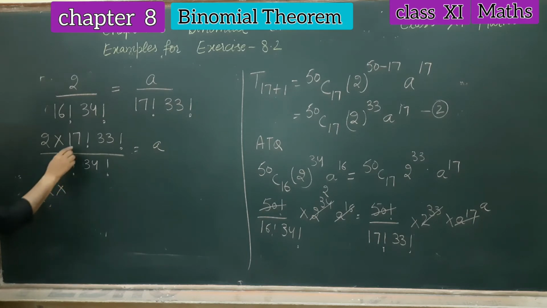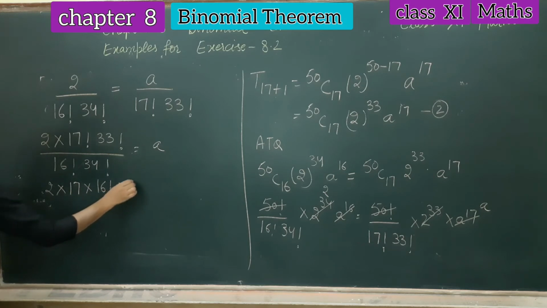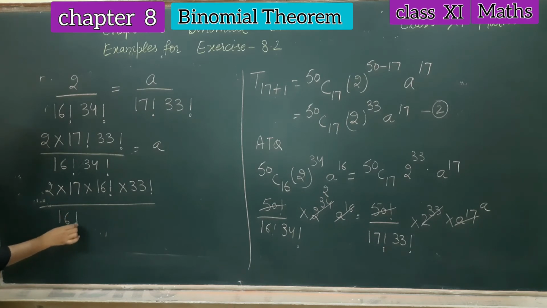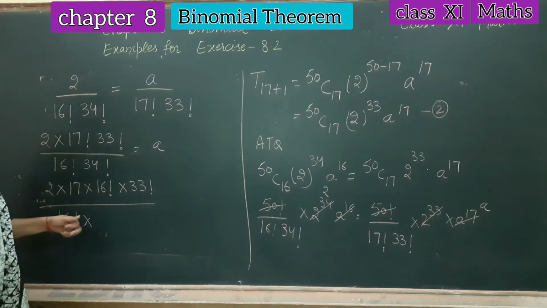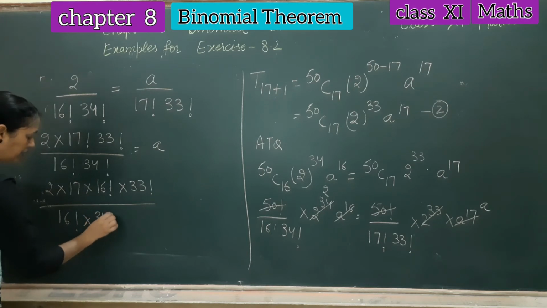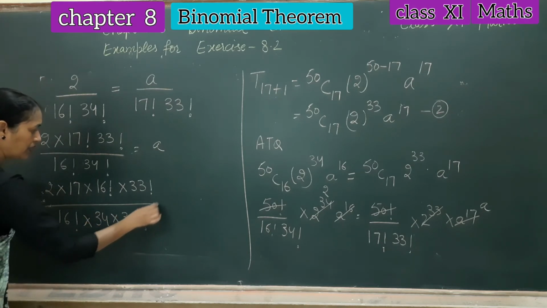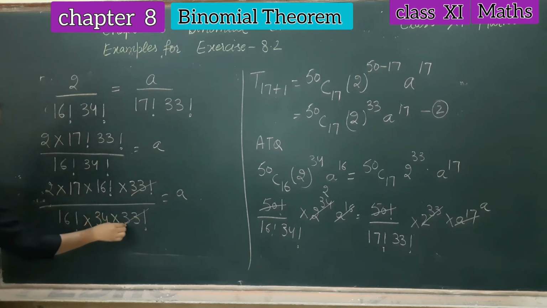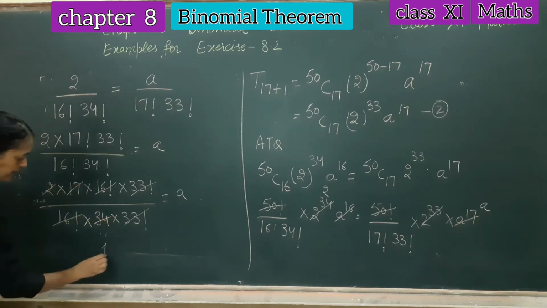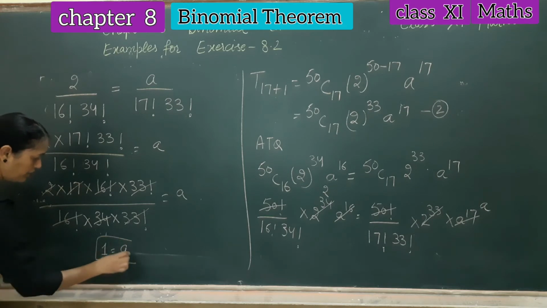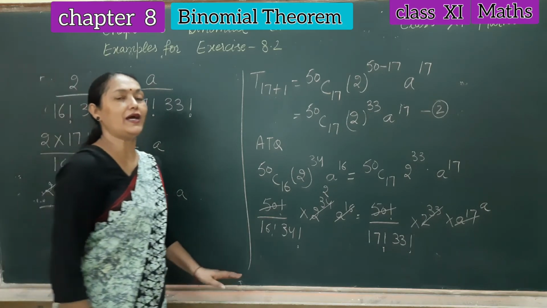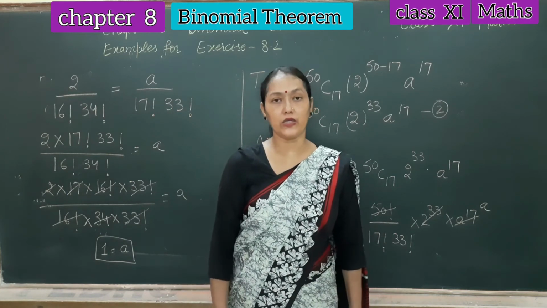17 factorial means 17 into 16 factorial. Keep 33 factorial like this only, then 16 factorial like this. We always open the bigger number, so 34 factorial means 34 into 33 factorial. Equals a; the factorials get cancelled. 2 and 17 make 34. So what are we left with? 1. So the value of a is 1 if the 17th and 18th terms of the given expansion are equal.